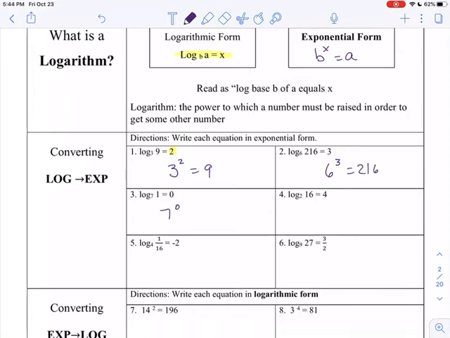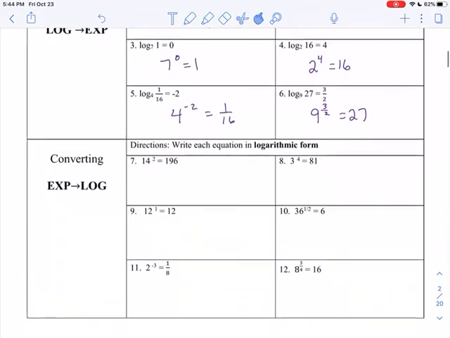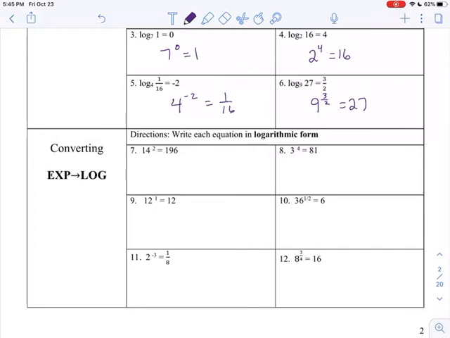Log base 6 of 216 is 3. 6 to the third power is 216. Log base 7 of 1 equals 0. 7 to the 0 power equals 1. Log base 2 of 16 equals 4. 2 to the fourth power equals 16. Log base 4 of 1/16 equals negative 2. 4 to the negative 2 power equals 1/16. Log base 9 of 27 equals 3 halves. 9 to the 3 halves power equals 27.